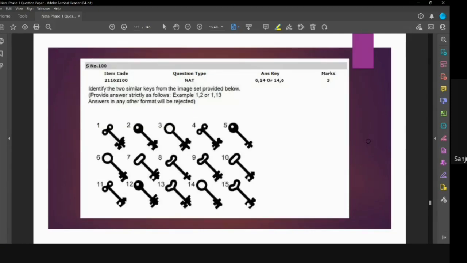Next question is to identify two similar keys from the image set provided below. അടിയിൽ തന്നിട്ടുള്ള 15 ഓപ്ഷൻസിൽ 2 keys have the same similarity. So they've asked us to find the correct answer. So the correct answer is 6 and 14.